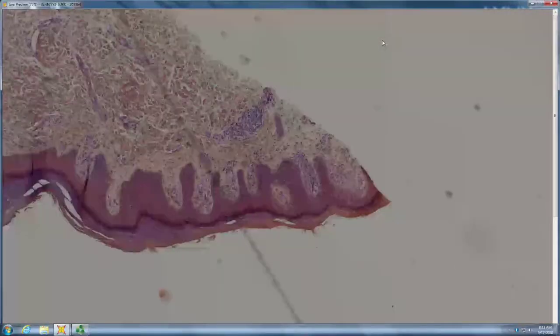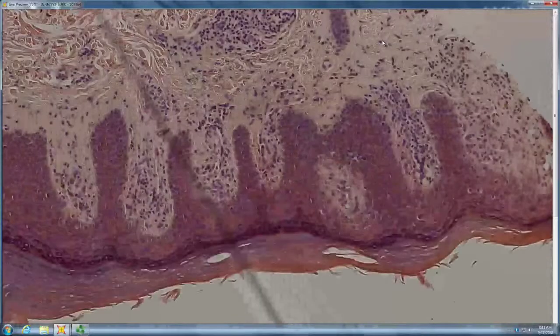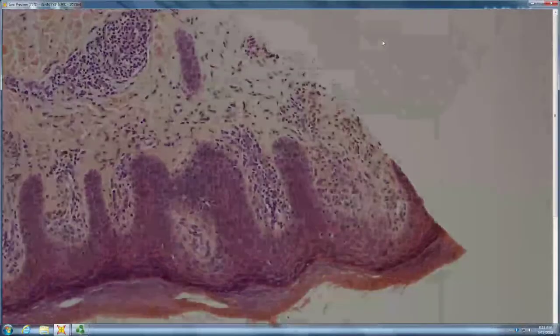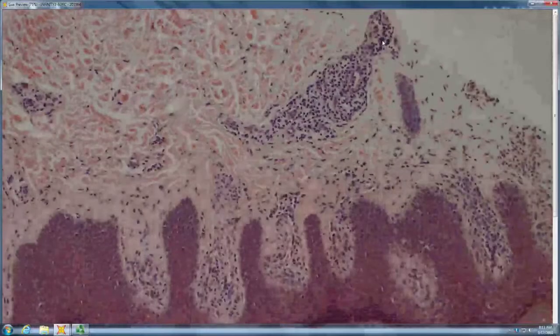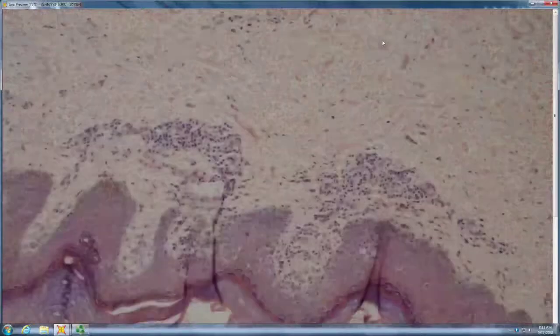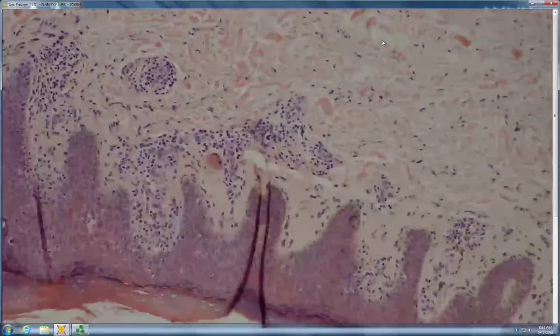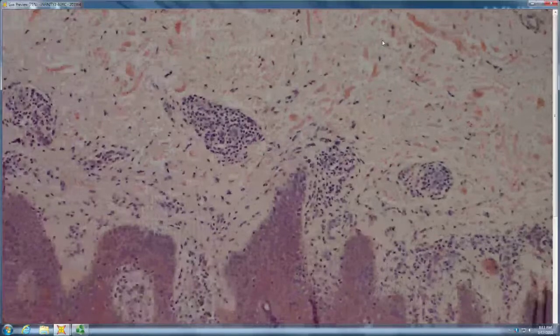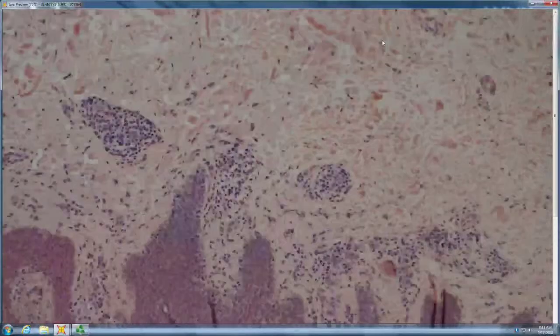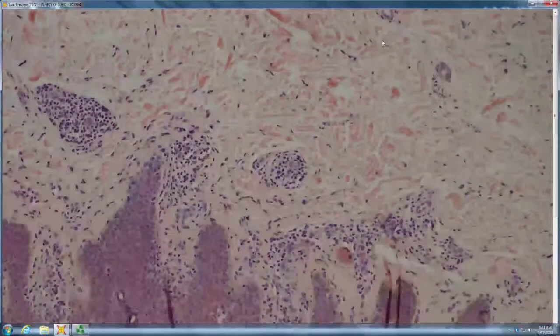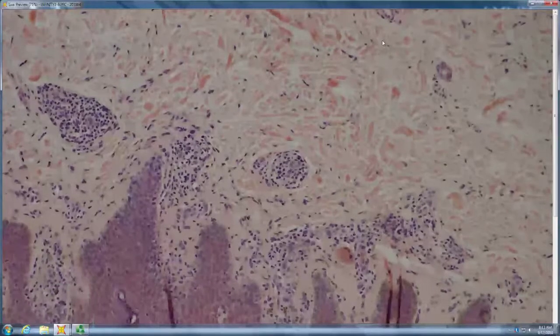I can't tell if it's on acral skin. It's pretty hyperkeratotic. Some regular acanthosis, patchy infiltrate. Could be tinea. There's papillary dermal fibrosis, which you can get in tinea.